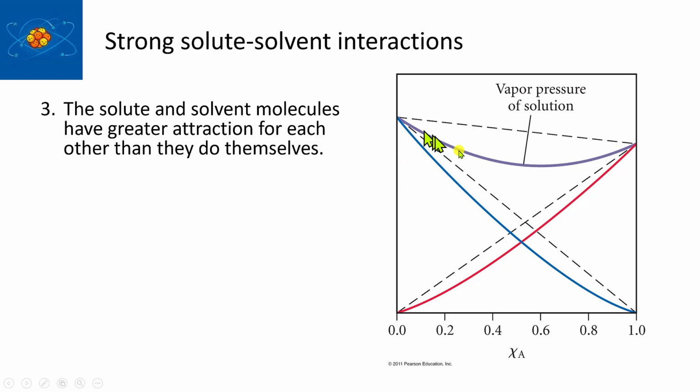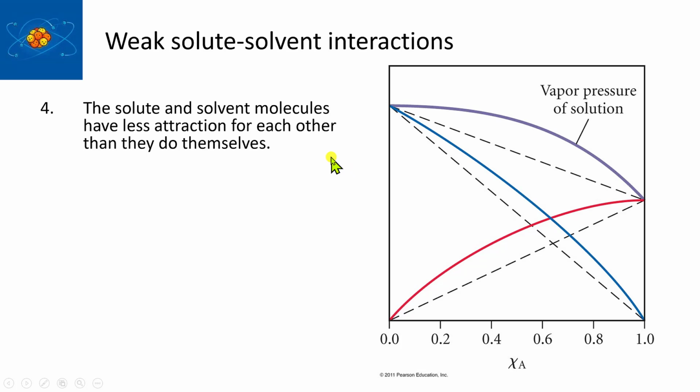So instead of being a straight line, in the mixture they're happier being mixed. The result is, rather than following the line for ideal behavior, there's a significant negative deviation, that it's less than, right? A negative deviation from the ideal behavior. So these are vapor pressure curves for substances that are more stable in solution than they are by themselves. Now, the opposite can also be true.